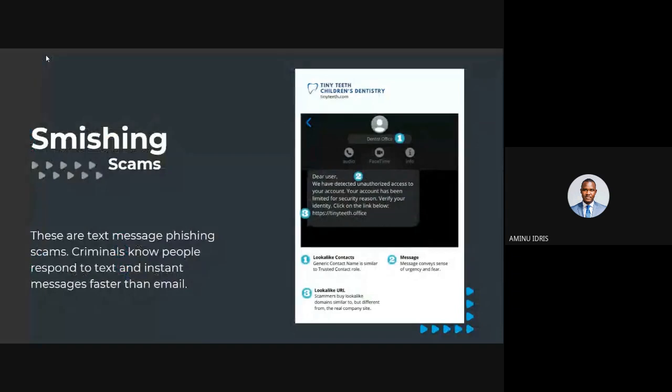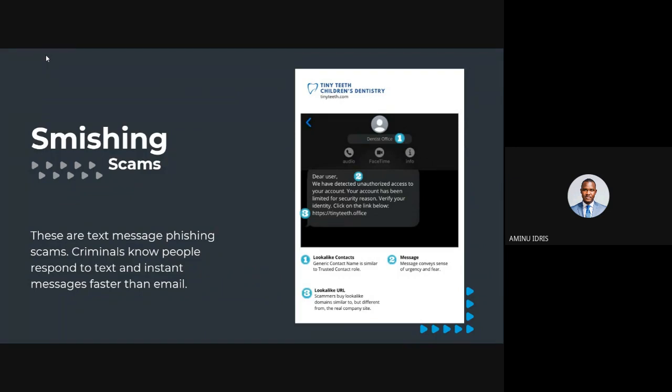Okay. Yes, sir. The next is smishing. Smishing scam is very, very common also. Like I said, they come in the form of a text message. The criminal knows the people that respond to texts instantly, so they will just send you a message, for example, saying we have detected unauthorized access to your account. Some will even try to validate themselves by registering with SMS gateway providers, and then try to trick you into falling victim. So that's why it is very, very important. Not everything you see on the internet is genuine.